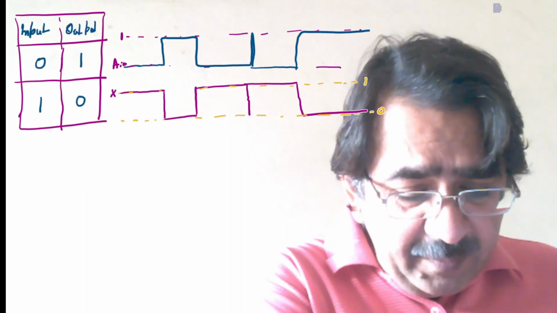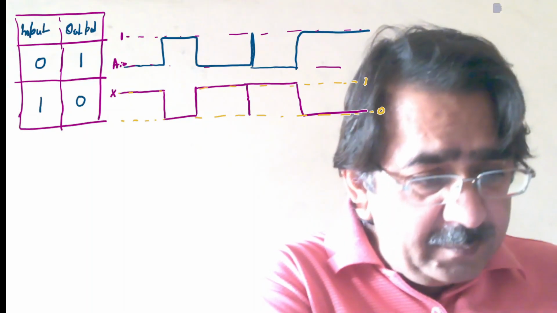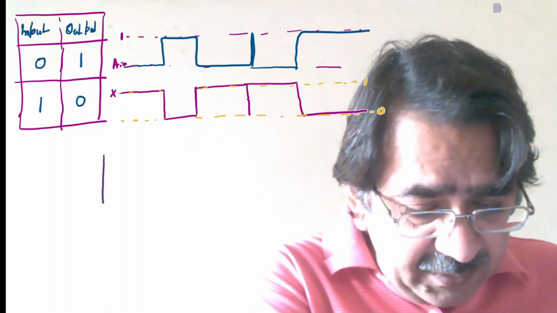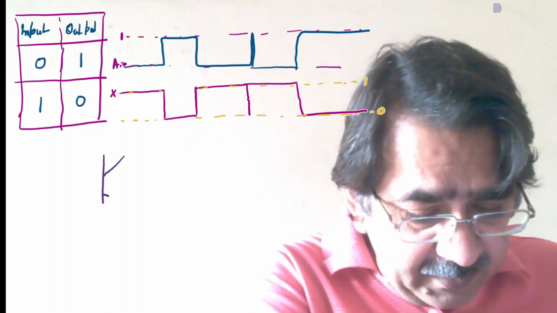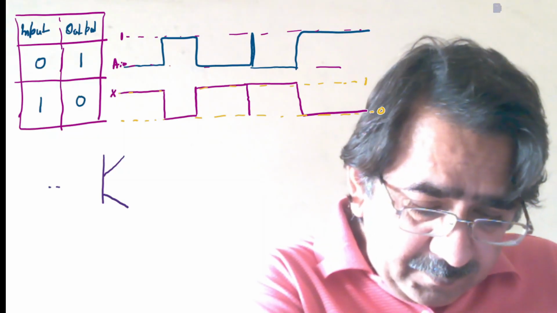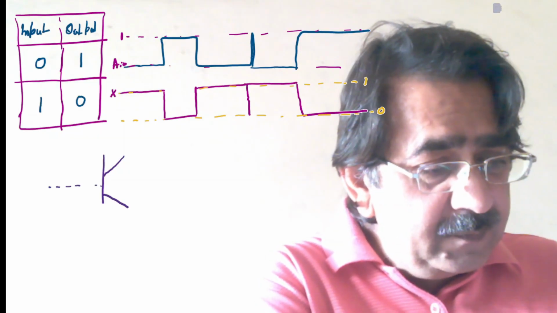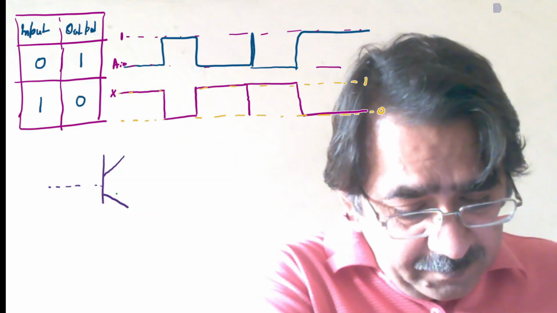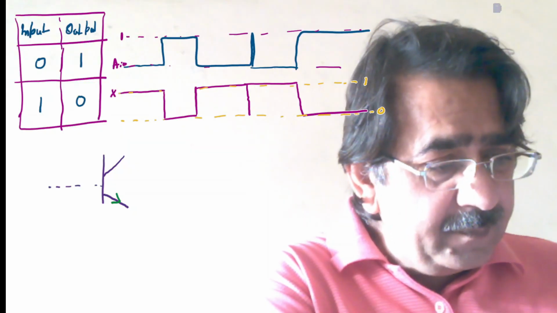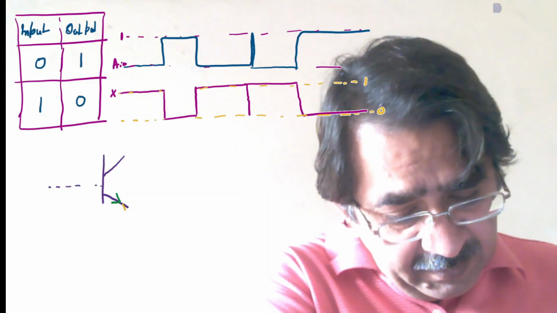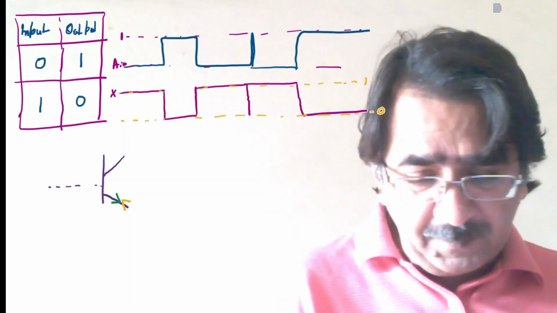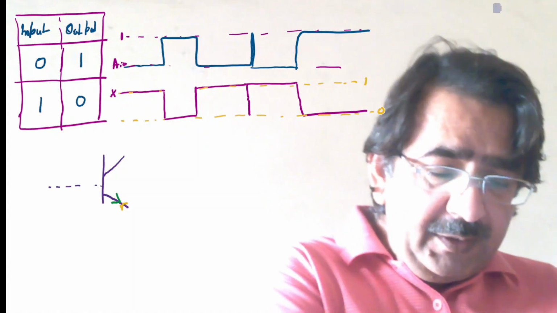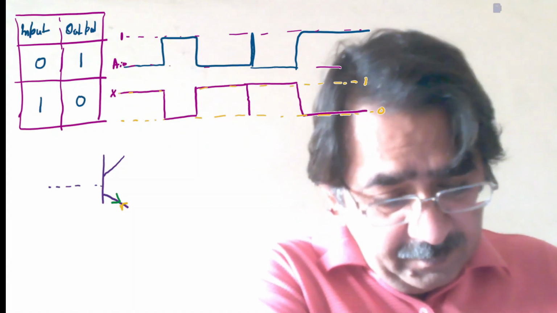We know that the common emitter transistor is like this. The emitter will be common, and the transistor may be a PNP or NPN.